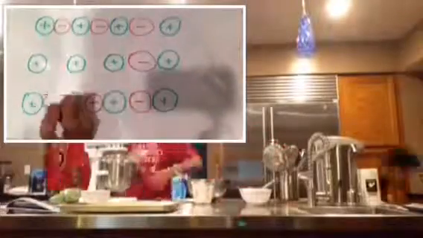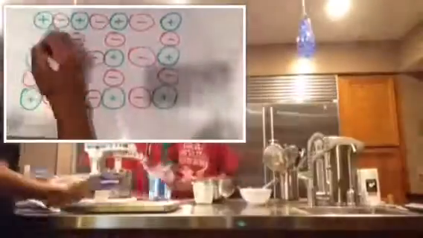Drumroll please. It's salt! Salt is a compound of one sodium and one chlorine atom. This compound is formed by an ionic bond.